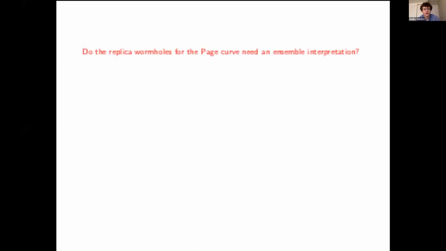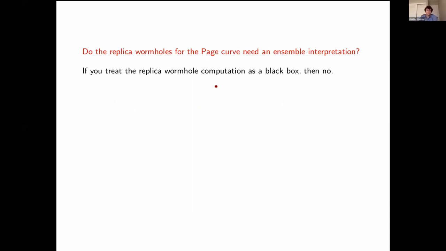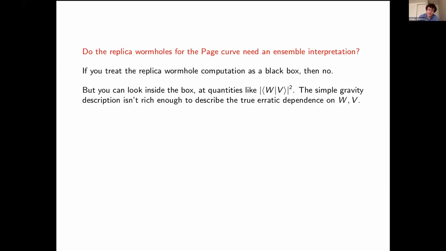Okay. So let me just conclude here by restating the question and some sort of partial answer. The question we've been discussing is the following: do the replica wormholes for the Page curve need an ensemble interpretation? Well, if you treat the replica wormhole computation as a black box, then no, because the different boundaries are coupled together. So there's no immediate contradiction with a wormhole connecting them. But you can look inside this black box at quantities like the square of the inner product that are building blocks of the Rényi entropy.